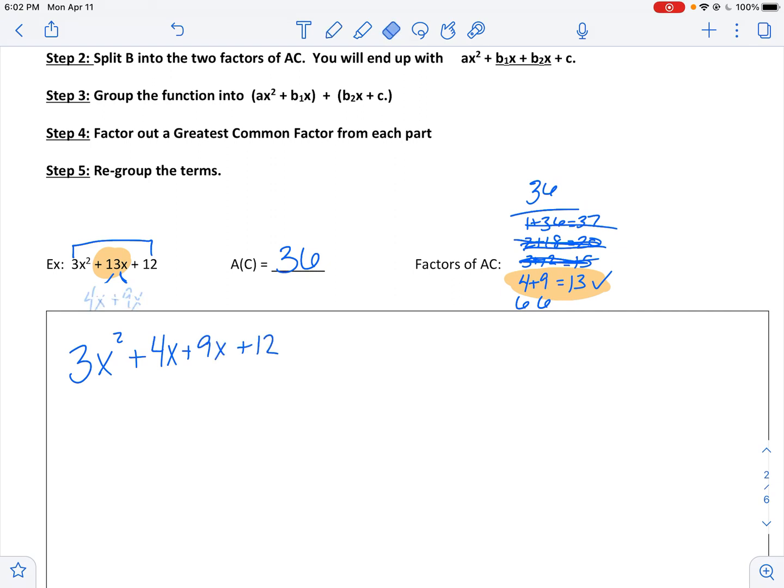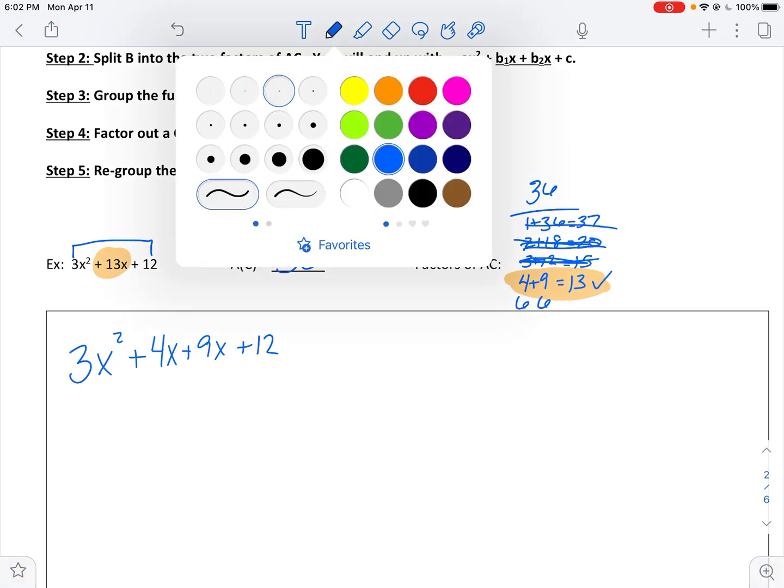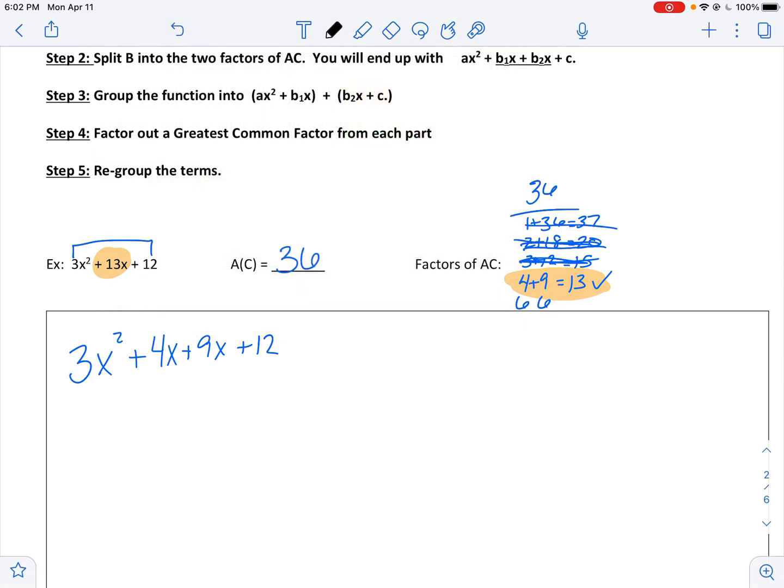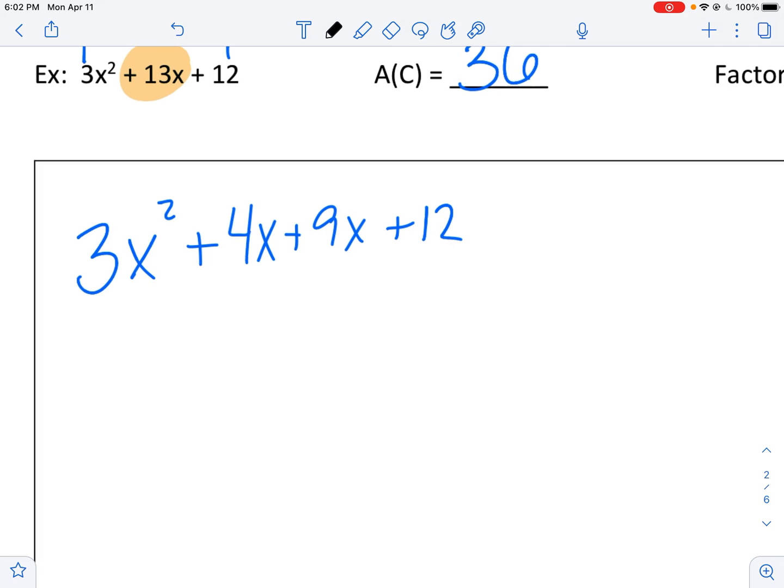So notice that the only difference between my original expression, my original polynomial, and this altered polynomial, is that I just split up 13x into 4x plus 9x. But it's still 13x. It's just a different way of expressing it. So that's step one. Find your factors of AC that add to the middle term and then split that middle term up.